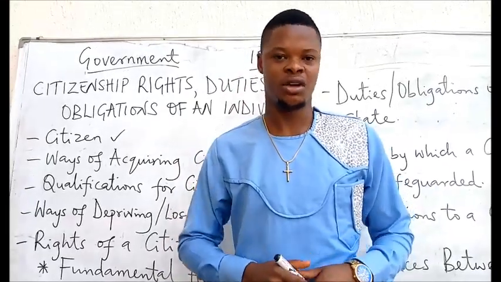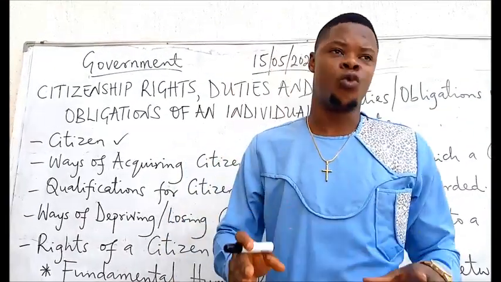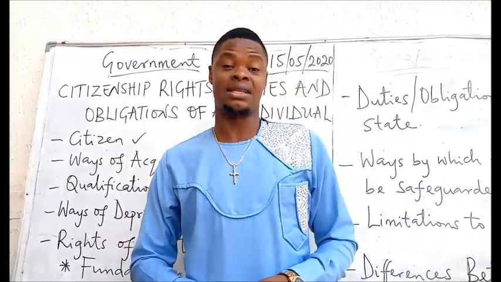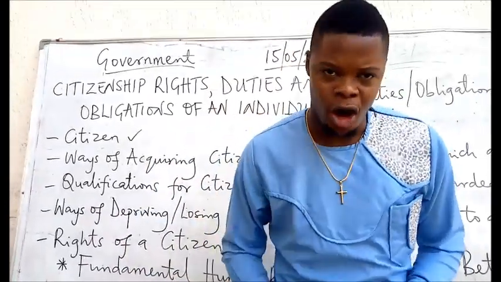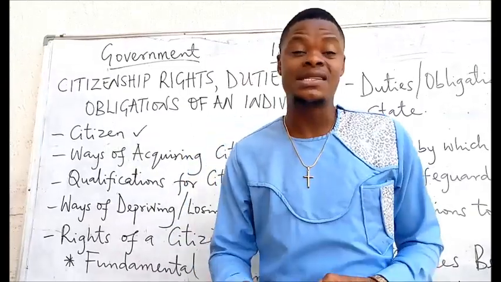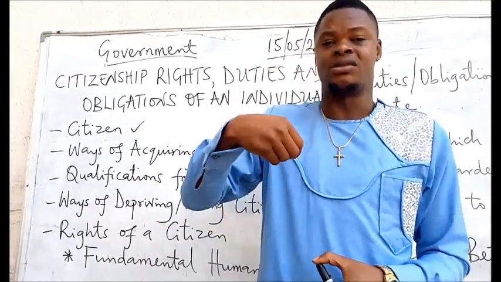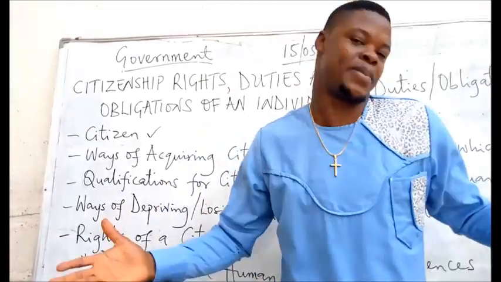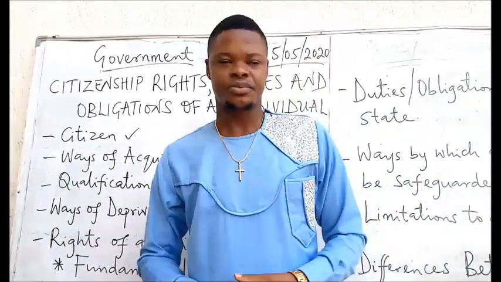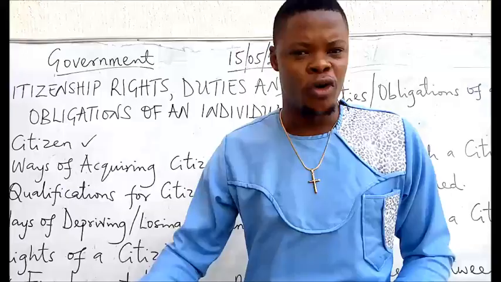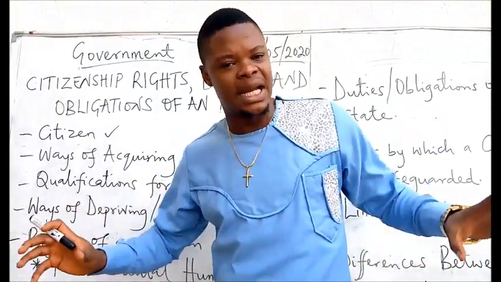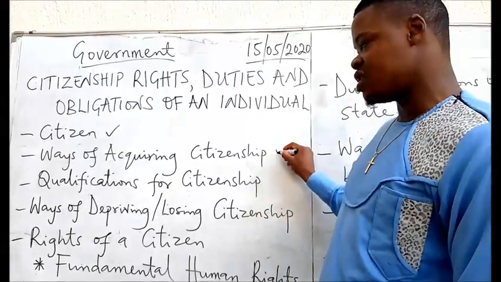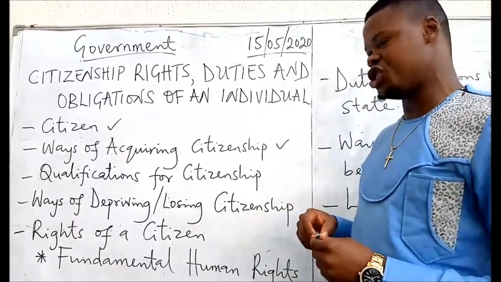he or she resides. So if one has full rights in a country that is accepted by law, recognized as a member, as a person with every entitlement in the country, then that person is a citizen. So when we move on, we'll be able to understand the concept better. And we go immediately to the ways of acquiring citizenship.